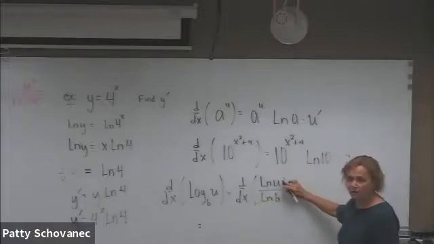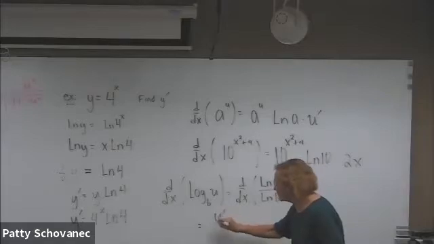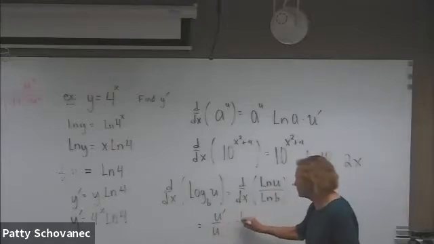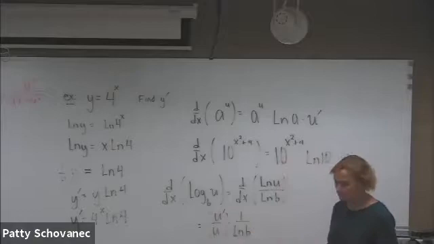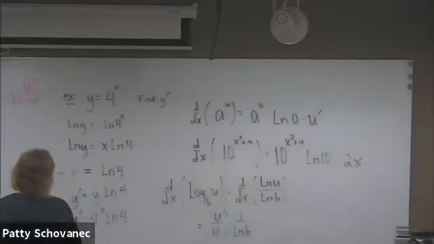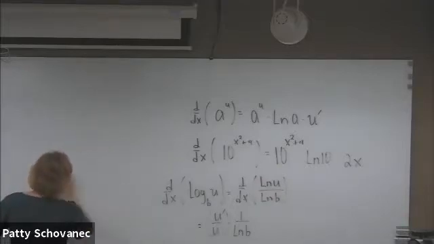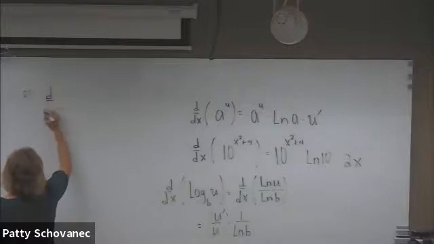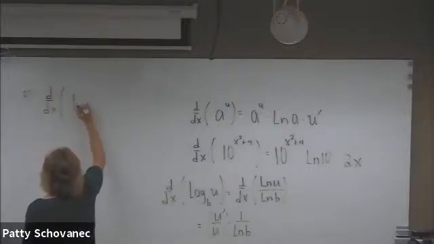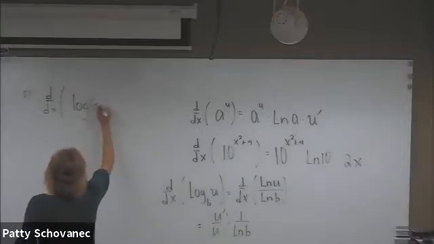So what's the derivative of the natural log of u? U prime over u. And then I have the 1 over the natural log of b that I just tack on in the end. So if I want the derivative with respect to x of the log base 10 of e to the, I don't want to use an e, how about a sine of x?